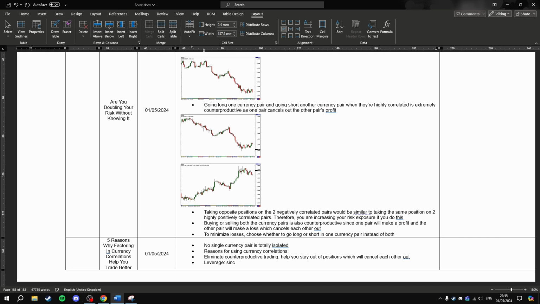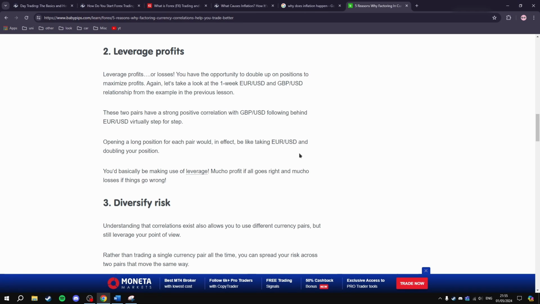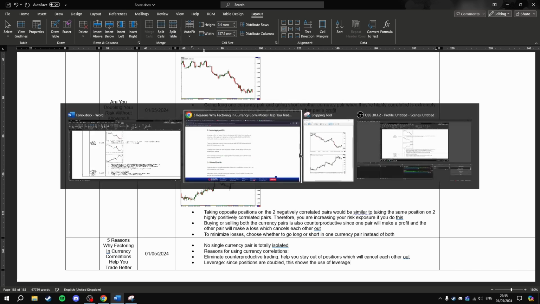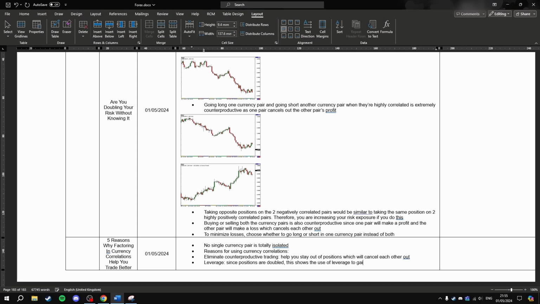Leverage, since positions are doubled, this shows the use of leverage, which magnifies your profits and losses.